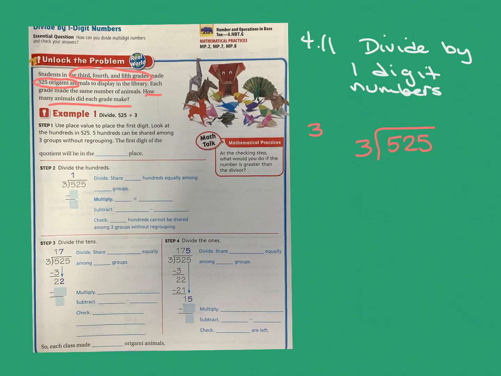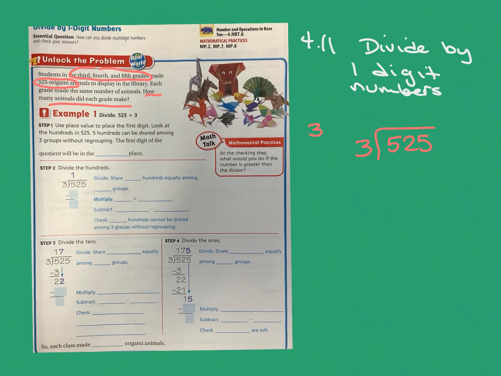Remember, that's like the 5 flats. We're focusing on the flats only. We're focusing on 500. So we're going to go ahead and ask ourselves 3 times what number will get me as close to 5 as possible without going over 5? Well, 3 times 1 is 3, and 3 times 2 is 6, which is too much. I'm totally ignoring the 2, 5 right now. Just the 5, just the flats. So if 3 times 2 is too much, I can't use it. I'm going to do 3 times 1.